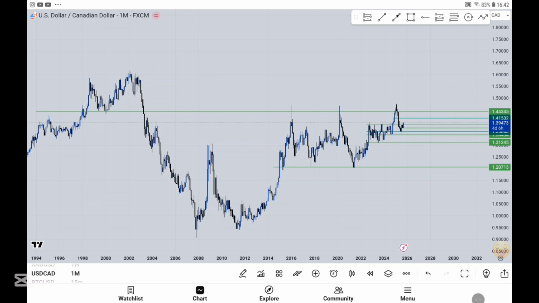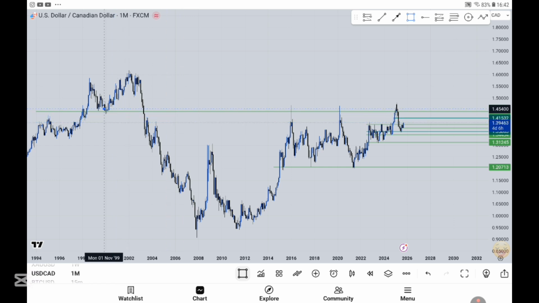So today we're going to be looking at the USD Canadian pair top-down analysis. So this is the monthly time frame. Remember, when doing your top-down analysis, you start from the monthly time frame, from the higher time frame down to the lower time frame.